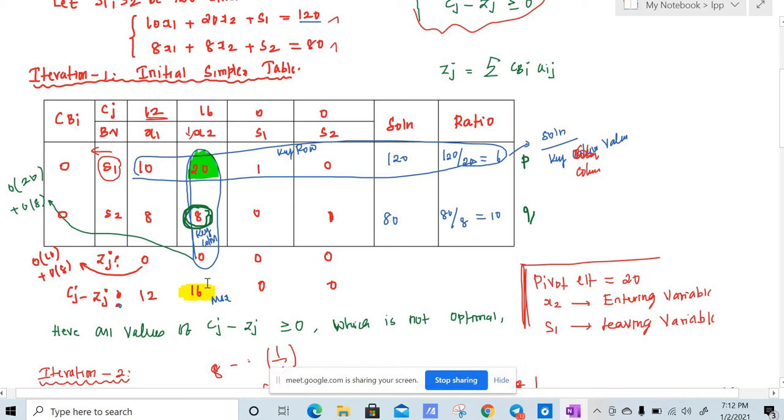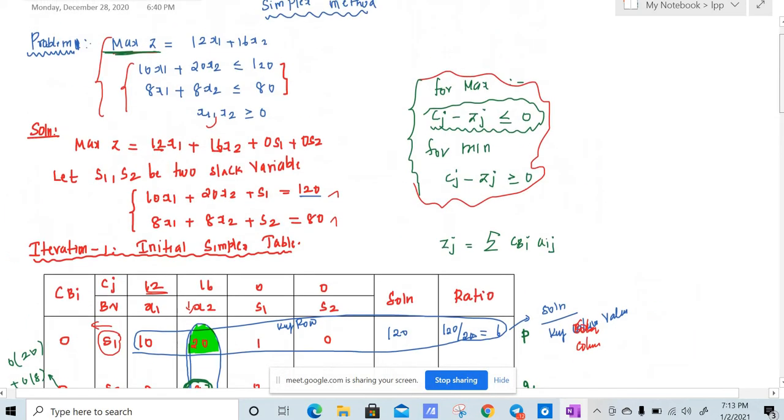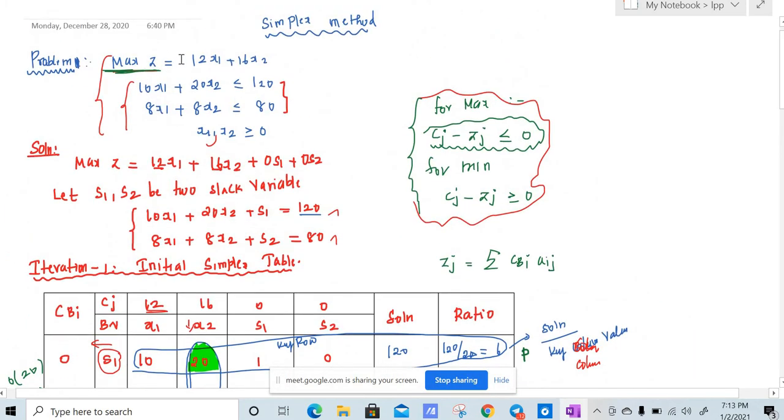Before that, we need to choose the maximum element in Cj minus Zj. So what is the maximum element? It is 16. Why are we choosing the maximum element here? Because our objective function is maximum, right? Suppose the objective function is minimum, which you're going to do today, we need to choose the most negative value, right?